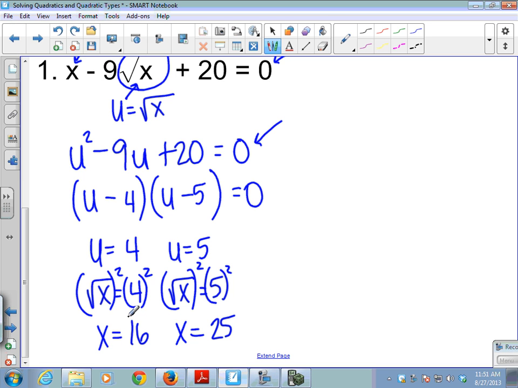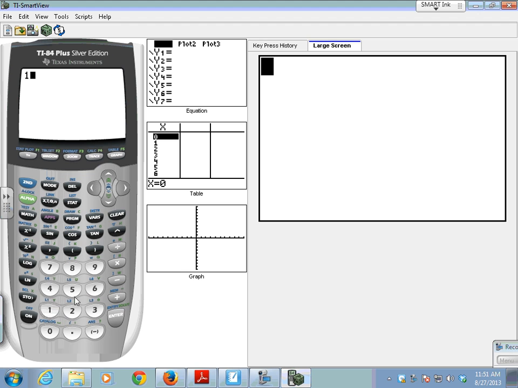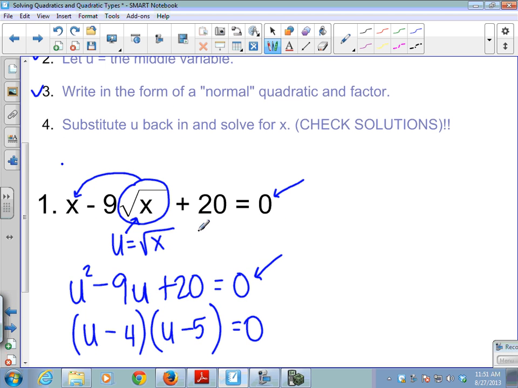So I'm going to take this first answer that I want to check, and store it for x. And the way that I do that is I take 16 and then this little STO button right here, so I'm going to store it for my variable x and hit enter, okay? So now what that does is anytime I hit x, it automatically thinks that x is 16. So what I'm going to do is type in my original equation and check to see that whenever I plug 16 back in for x, it's going to give me 0.